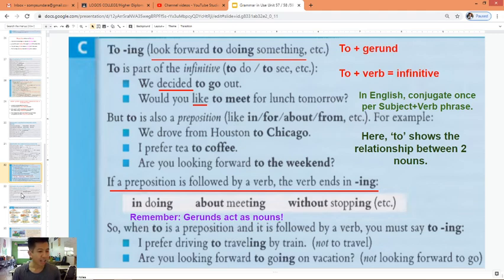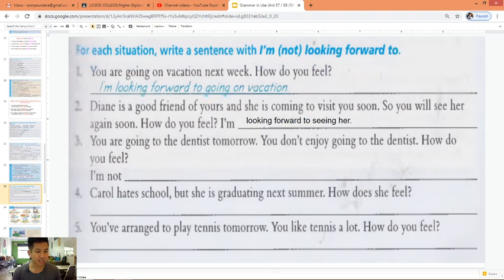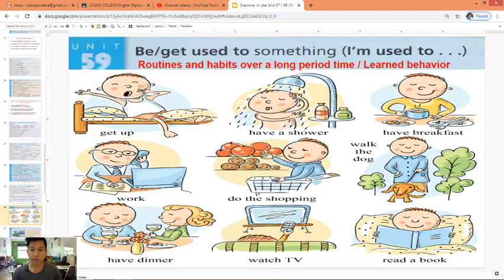Okay, that's it for this lesson. That's unit 58. Next week, we're going to do unit 59.